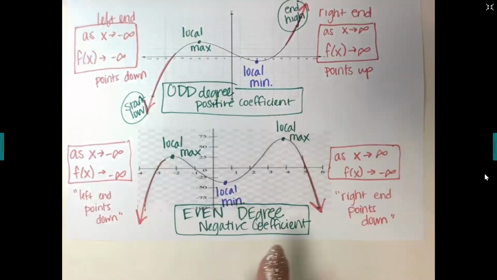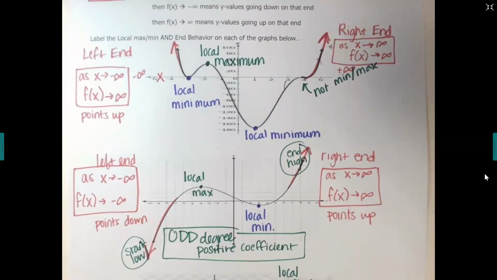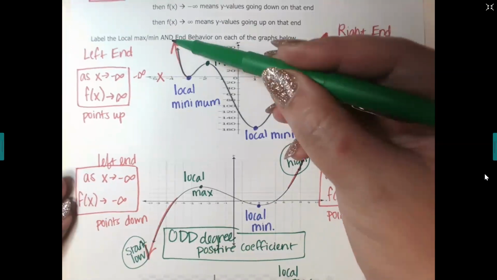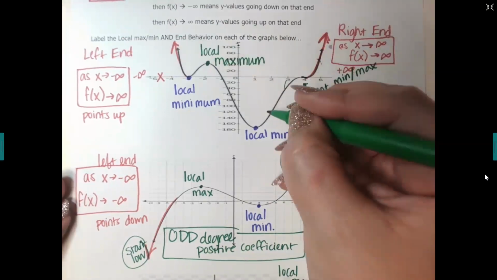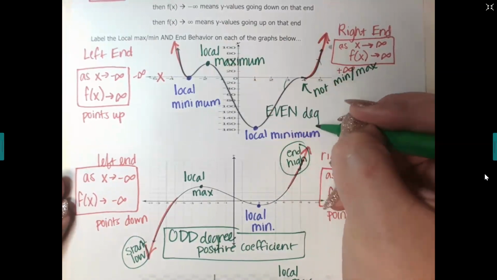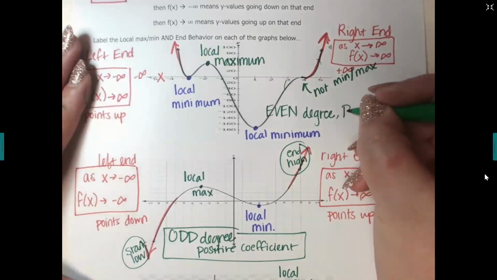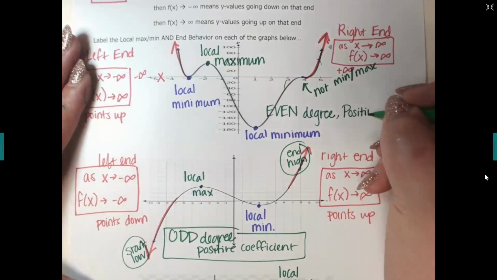Okay, one more left like that. Go up to the top graph here. I'm looking at my ends. I notice that both of my ends point up. That makes it an even degree, because my ends are both pointed the same way. Not only are they pointed the same way, but both ends are pointed up. So that means that I have a positive coefficient.